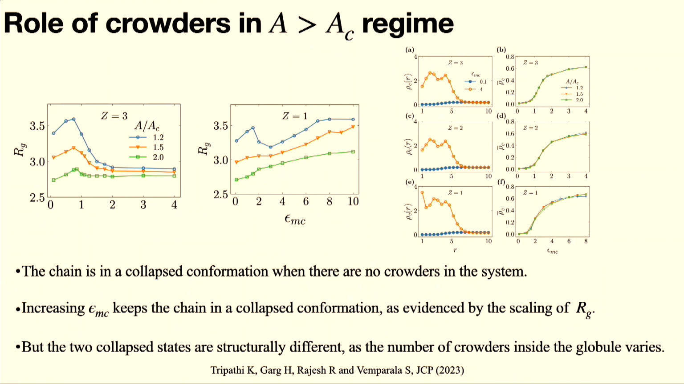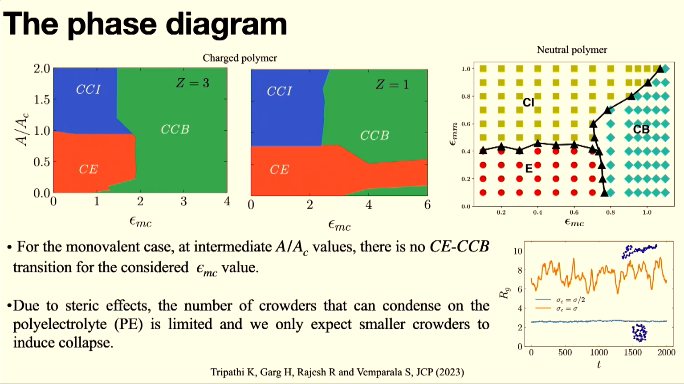And to construct a phase diagram, RG doesn't seem to be a good parameter, so we made a plot of rho bar C. That means the number of Crowder particles within the RG of the center of mass, and that varies nicely with epsilon MC. And we again find the inflection point for different values of A by AC to construct a phase diagram. And this is what our phase diagram looks like.